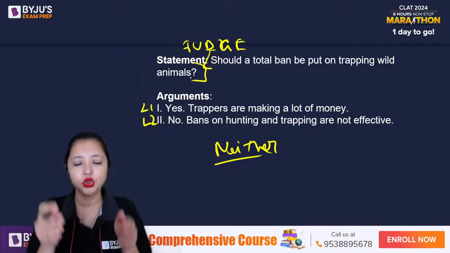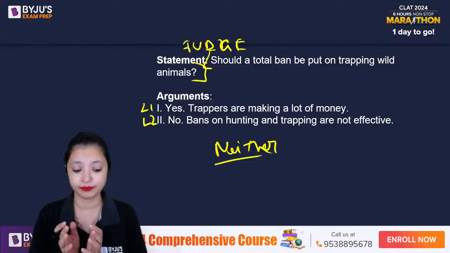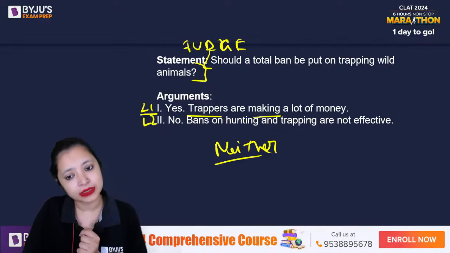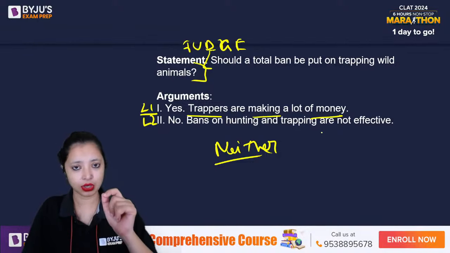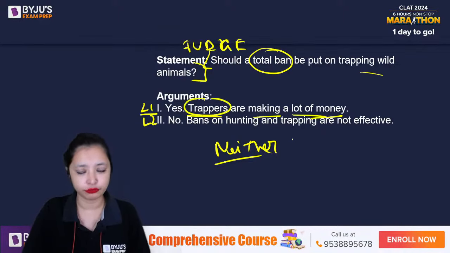judge. You have to keep yourself in the position of the judge and see if, as a judge, like any judge in the world, a logical judge who hasn't gone senile, would he pay heed to lawyer 1 if he gives me this argument? Now, look at it this way. If lawyer 1 tells me that, yes, my lord, there should be a total ban on trapping wild animals because trappers are making a lot of money, judge would say, so what?